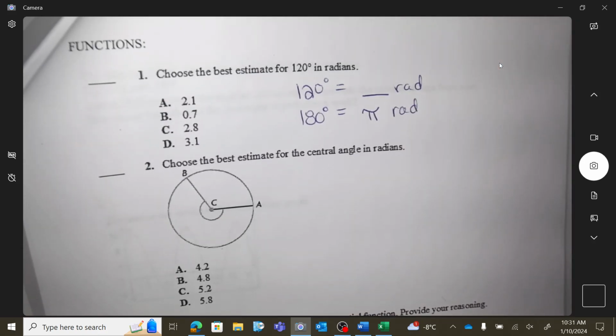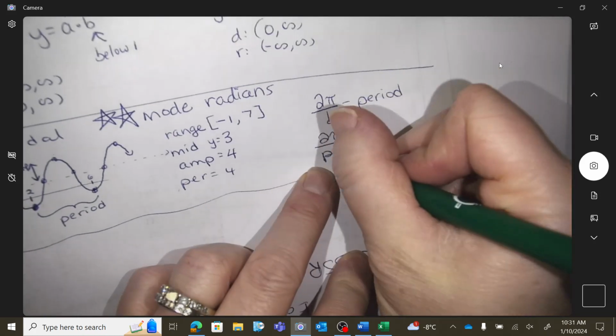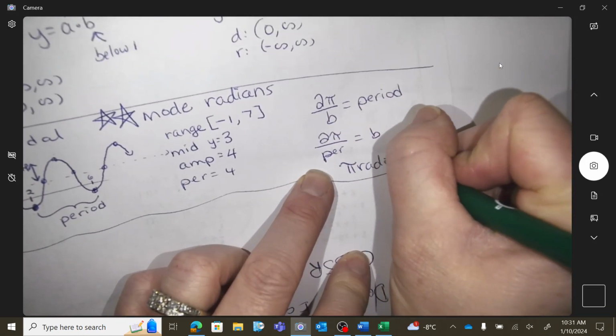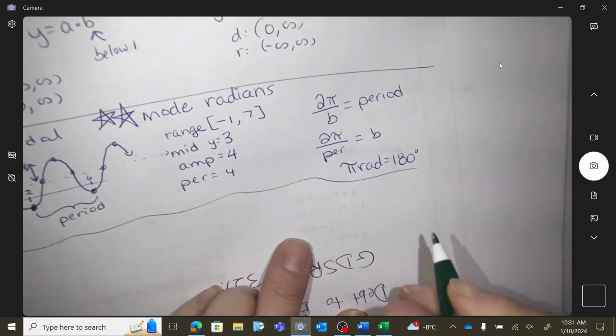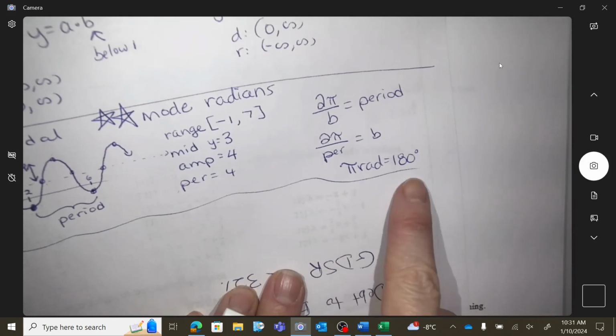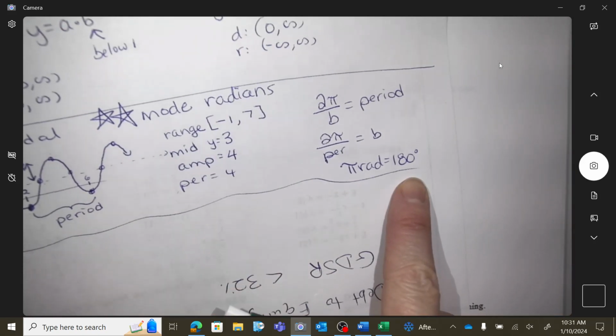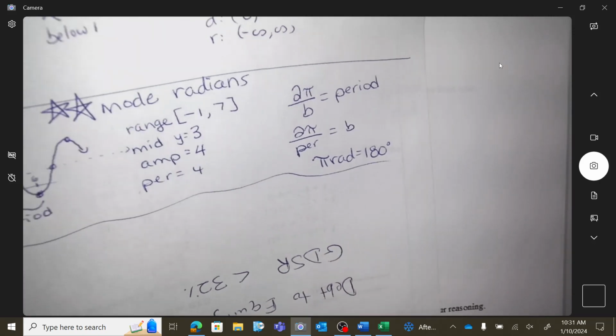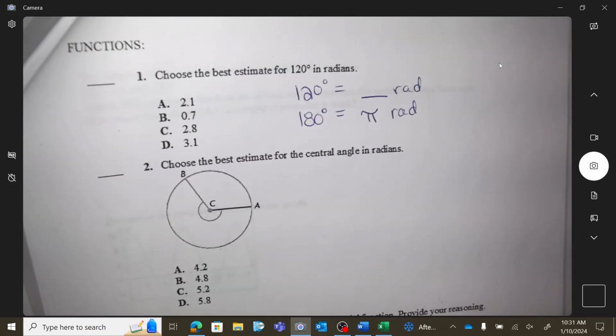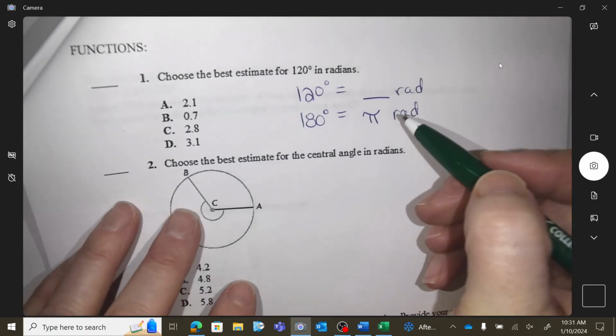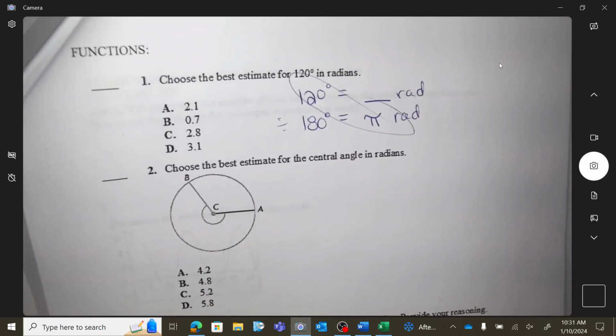1 pi. So you know what I'm going to do? I'm probably just going to throw that on my cheat sheet as well. A pi radian is the same as 180 degrees. Okay, so all I'm going to do is cross multiply.